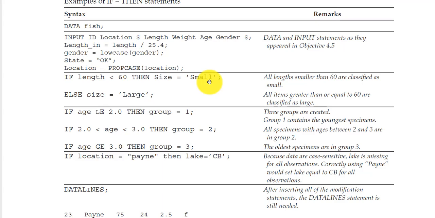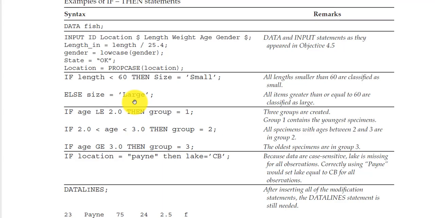Then for else, if this is not true, therefore for lengths greater than or equal to 60, size is equal to large. Size has already been initiated here, so I don't have to follow that uppercase, lowercase convention in later usages of the variable size. Now the value that the variable size takes is large. It's a character string, and so therefore that is case sensitive. And again, this could have been specified within single or double quotes.